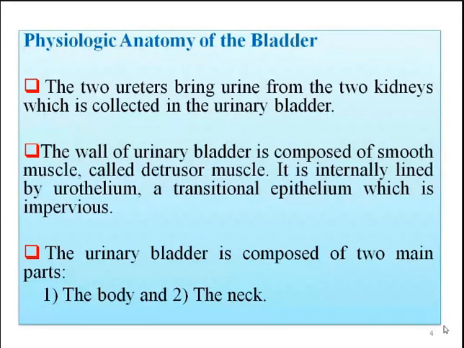I suppose your anatomy part is not done, isn't it? The urinary bladder. So there you will be told that the smooth muscle of the urinary bladder is the detrusor muscle. It is internally lined by urothelium, a transitional epithelium which is impervious. Okay. The urinary bladder is composed of two main parts, the body and the neck.